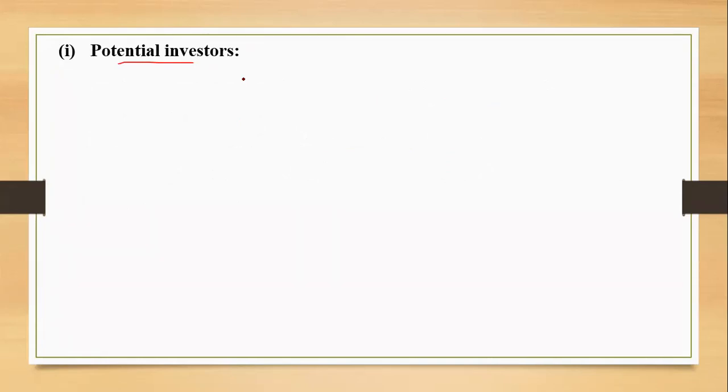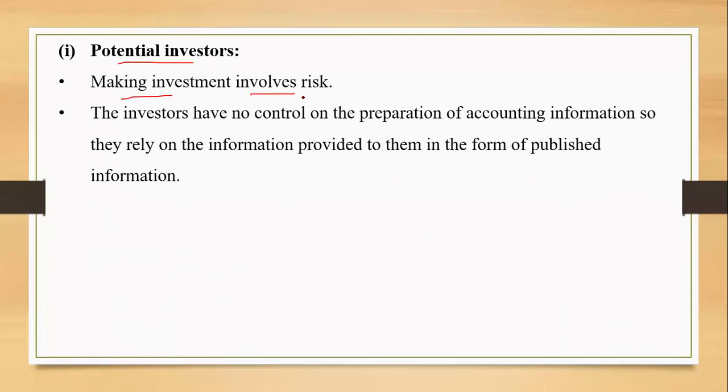Potential investors, the very first one from the external users. Potential investors are the ones who think of investing money into the company. They think of making an investment, and making an investment always involves a risk. The investors have no control over the preparation of the accounting information. They're not a part of the management, right? So they have to simply rely on the information provided to them.